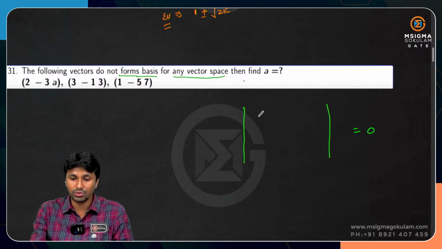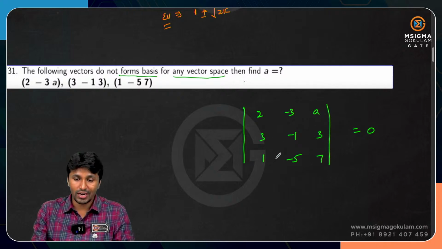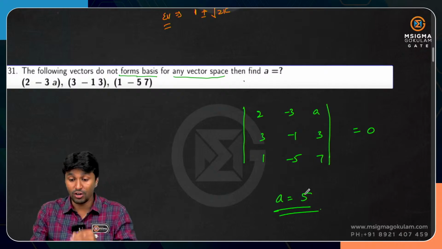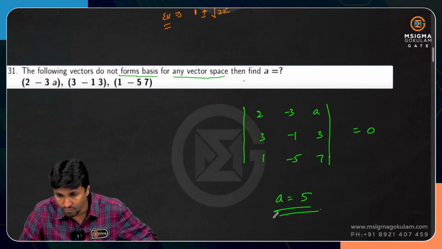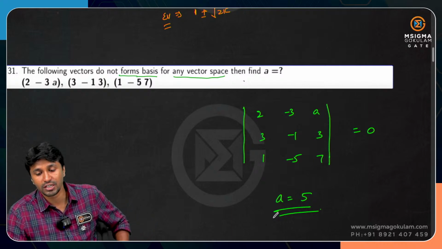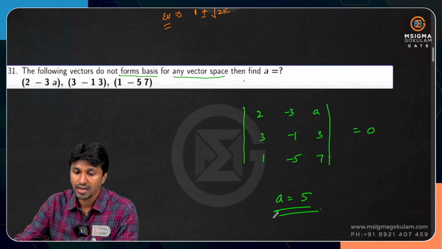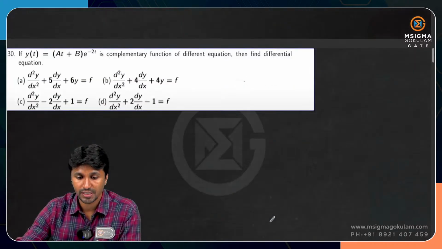So therefore this is equal to the determinant with rows 2, minus 3, a; 3, minus 1, 3; 1, minus 5, 7. When you calculate the value of this determinant and equate it to 0, the value of a comes out as 5, right? Now let us move on to the next problem.